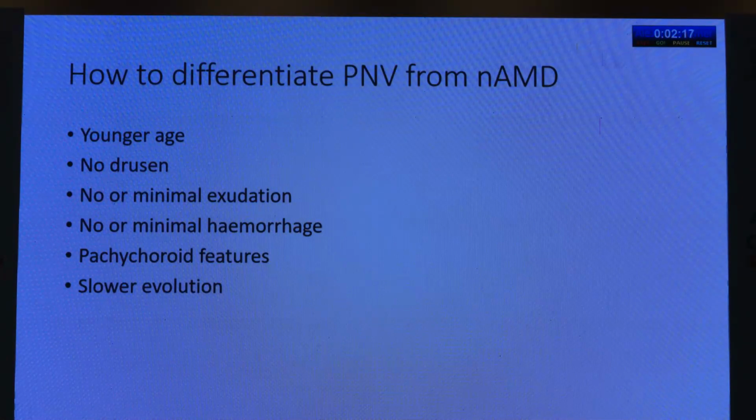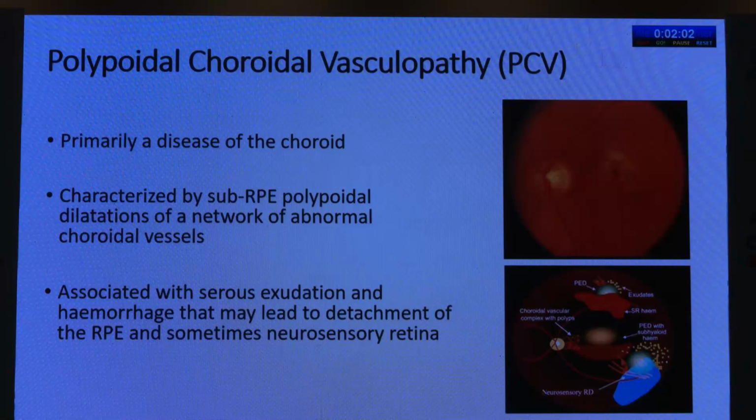So how do you differentiate pachychoroid neovasculopathy from neovascular AMD? It is usually present in a younger age group. There are no associated drusen, no or minimal exudation, no or minimal hemorrhage. All the pachychoroid features are there, and it is usually slower progressing.